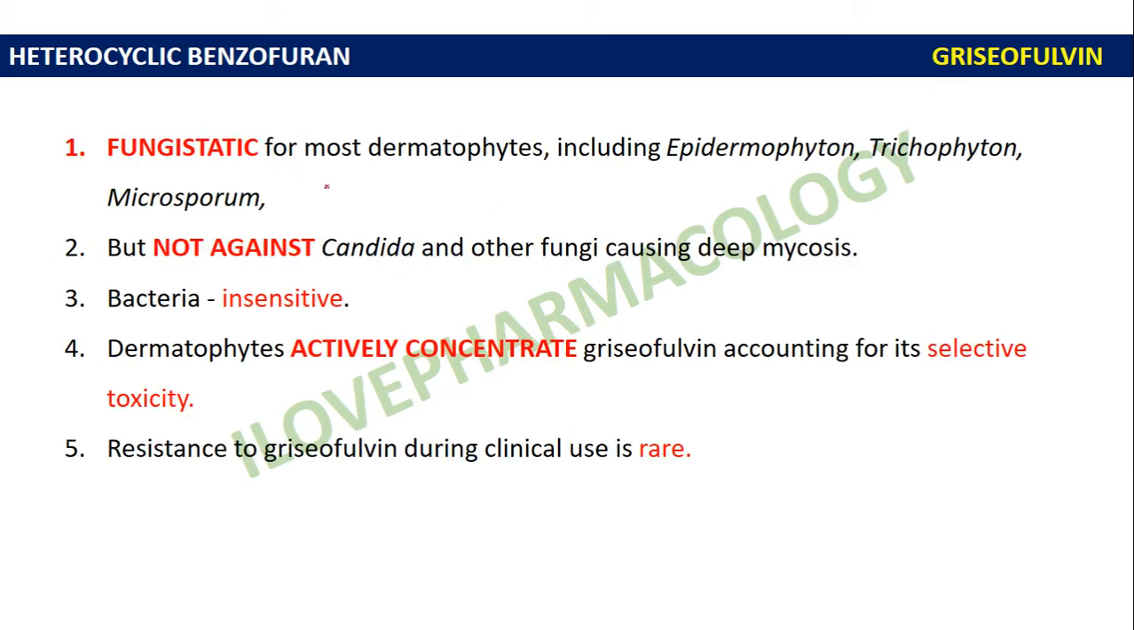Coming to some of the specific characteristic features of griseofulvin, it is fungistatic for most of the dermatophytes, including epidermophyton, trichophyton, and microsporum. Remember, it is not effective against candida and other fungi which cause deep mycosis, and it is very insensitive for bacterial infection. In dermatophytic infection, it gets actively concentrated in the dermatophytes, which accounts for its selective toxicity. Resistance to griseofulvin during clinical use is very rare.